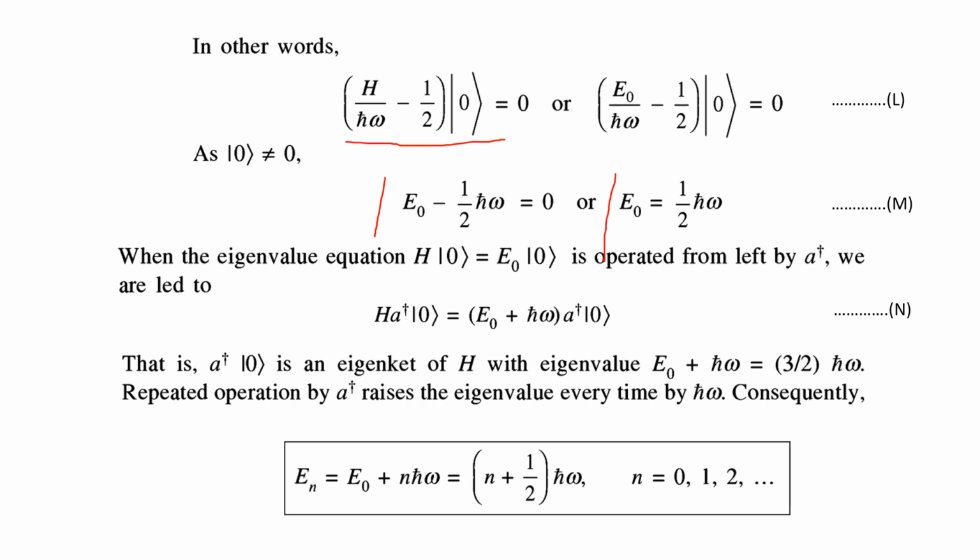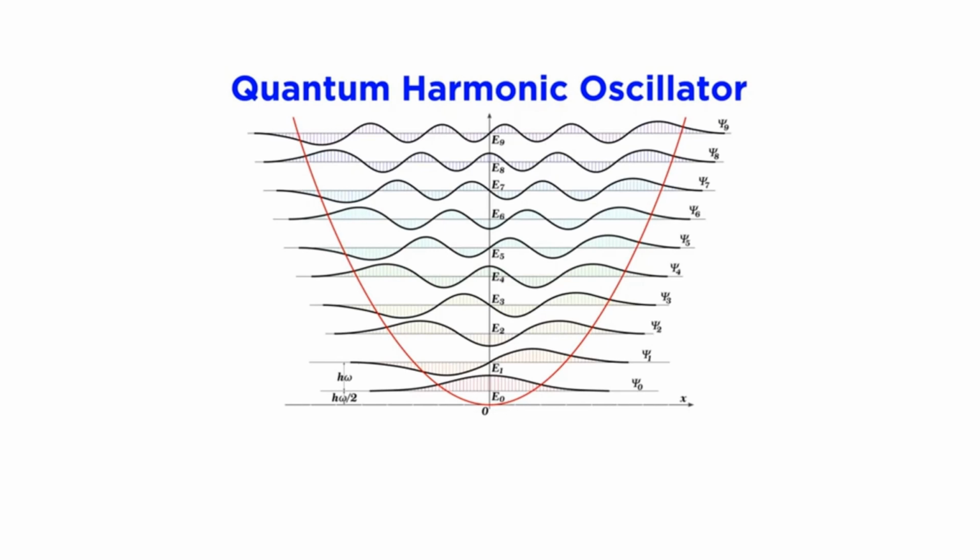Repeated operation by a† raises the eigenvalue every time by ħω, and repeated operation by the operator a lowers the eigenvalue every time by ħω. That's why we get the energy eigenvalue of the nth quantum state as En = (n + 1/2)ħω, where n can be 0, 1, 2 and so on. Here we can see the diagram of the energy states from the 0th level up to the nth level. The 0th level is not equal to 0, instead it is ħω/2, and it increases further by ħω.